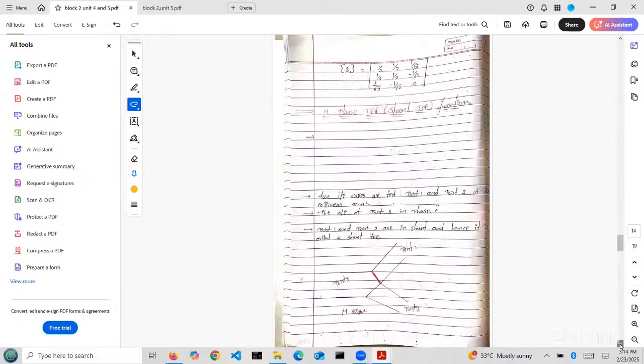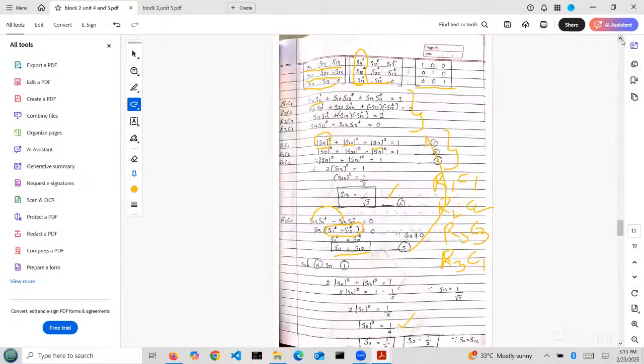Next, I substituted all these values in the original matrix. What is the original matrix we have? S11, S12, S13, S21, S22, S23, S31, S32, S33. In that place, I substituted all these values, and we got the final matrix.